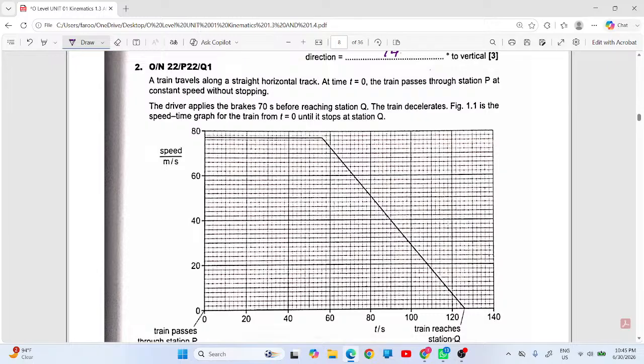Okay, तो मतलब एक ट्रेन है, स्ट्रेट हॉरिजॉन्टल ट्रैक पे वो मूव कर रही है. The driver applies the brake 70 seconds before reaching the station Q. The train decelerates. Figure 1.1 is the speed time graph for the train, t equals 0 until it stops at station Q.